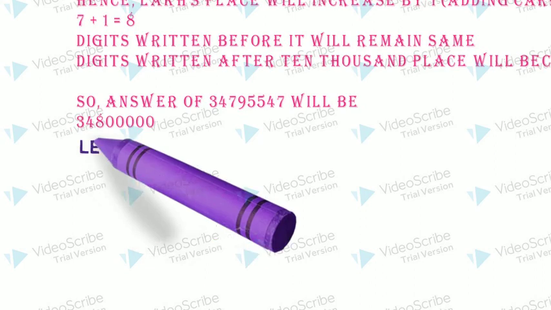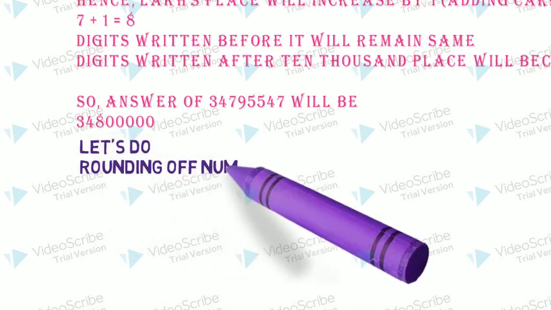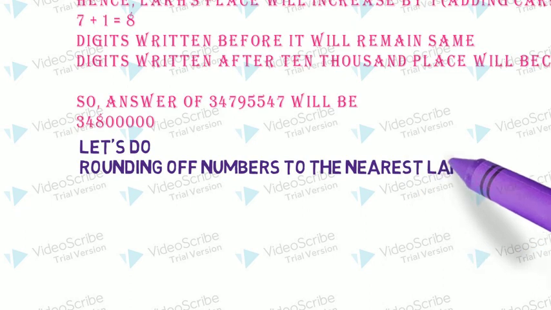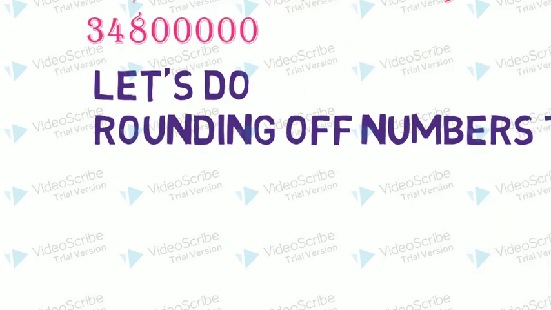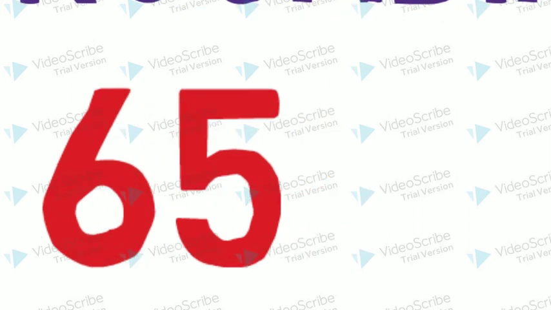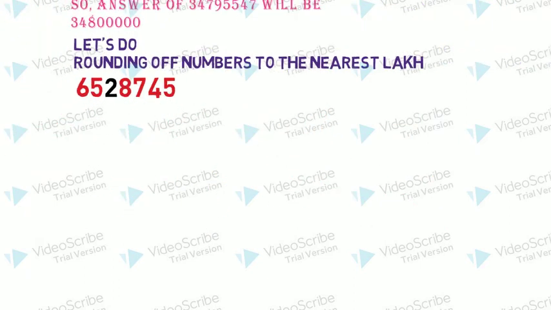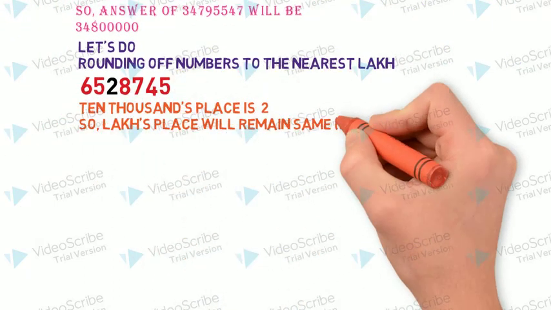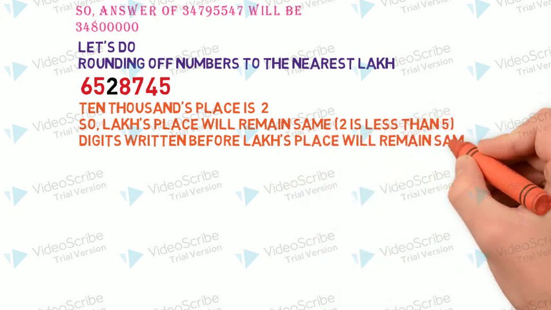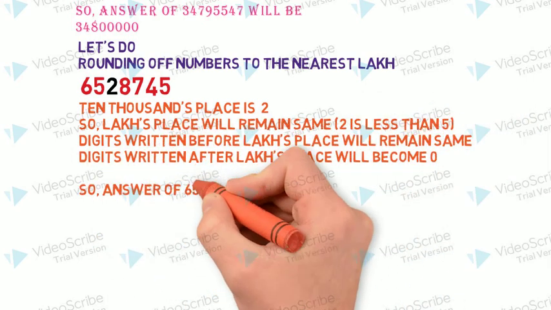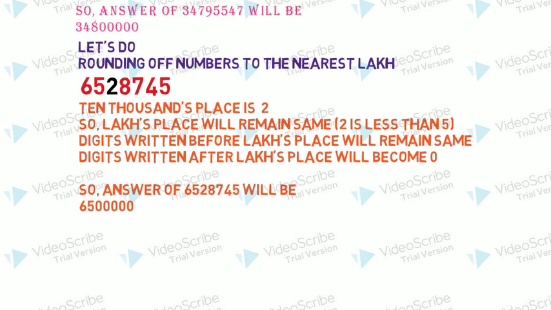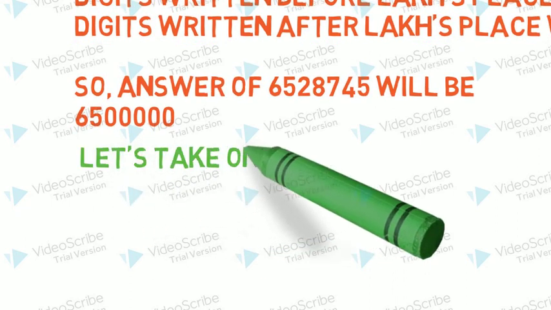Let's do rounding of numbers to the nearest lakh. So here we will observe the 10,000 place, as I told you earlier. Now I'm taking the number 6528745. We can see the 10,000 place digit 2 is less than 5. That means no change at the lakhs place. The lakhs place digit will remain the same, the digits written before that also remain the same, and the digits written after the lakhs place will become 0. That's why the answer will be 65 lakh, that means 65 and 50. That's it.